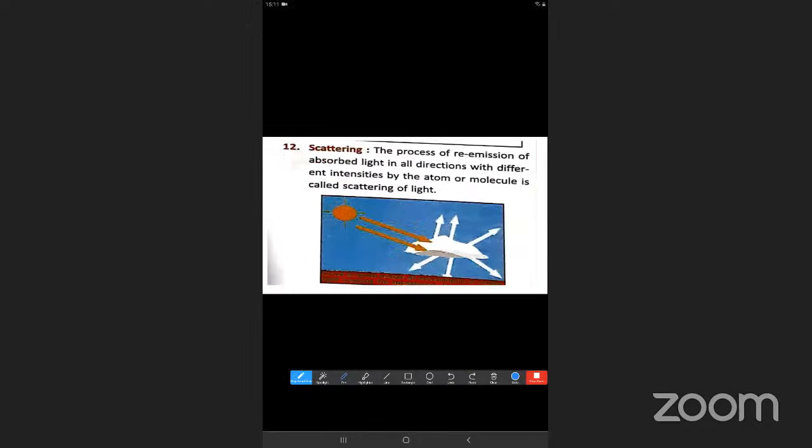And next, finally, we have scattering. The process of re-emission of absorbed light in all directions with different intensities by the atom or molecule is called scattering of light. We know the air around us has so many gases present, right? When the atoms or molecules absorb the light, they disperse the light into all directions. That is known as scattering. See here, from the sun, the light is absorbed by this atom or particle, and it emerges as this light ray. This is the scattering of light.